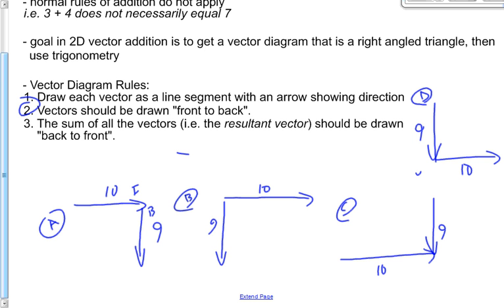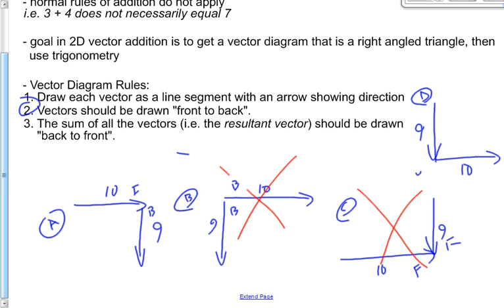Good. Is B correct? B, no? Why not? Good. You can't draw it back to back. You can never draw those component vectors back to back. What about C? Does that one work? Right. You can't draw it front to front either. So B and C are against the rules here.